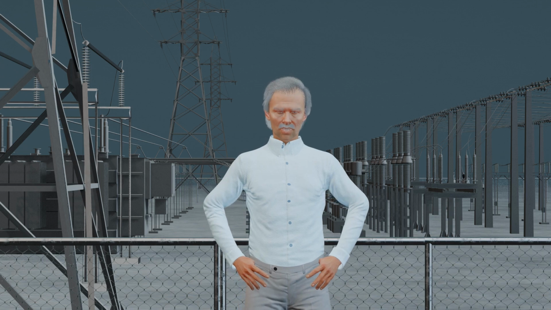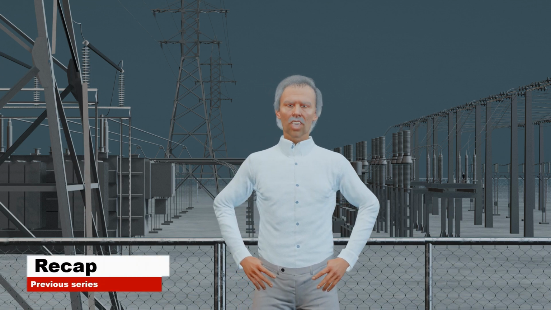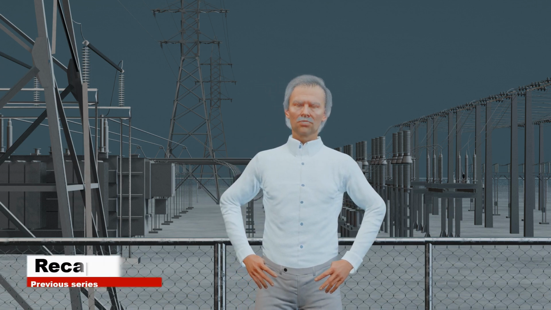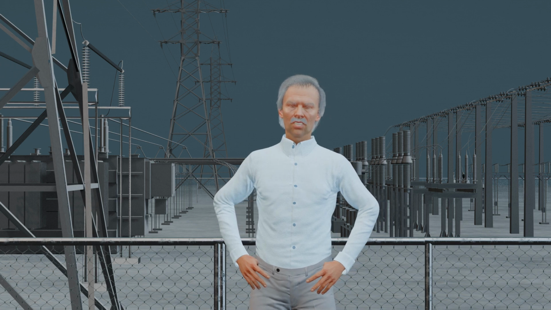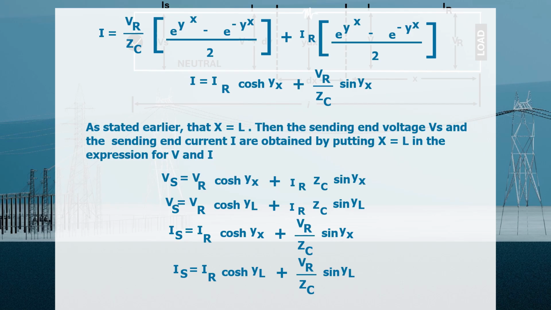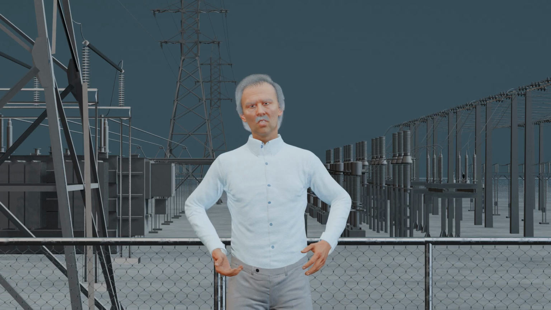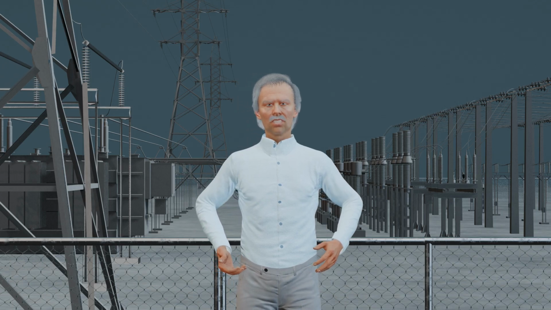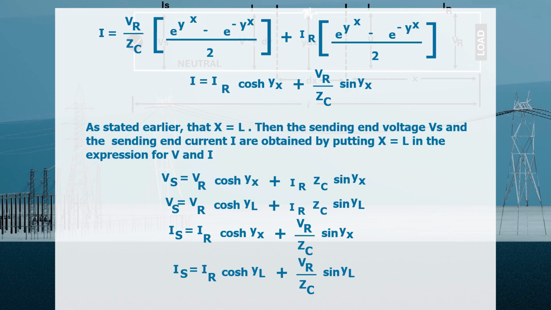Welcome to the second series on using rigorous methods when analyzing long transmission lines. As you know, the last time, we were able to derive the formula for the sending end voltage Vs and the sending end current Is respectively. In today's series, we will use the formula derived to solve a typical long transmission line problem using the rigorous method. Without any further ado, let's get started.